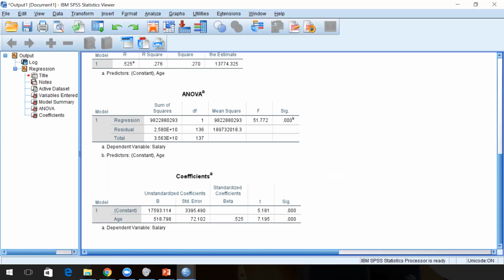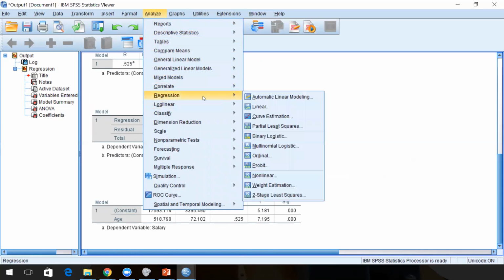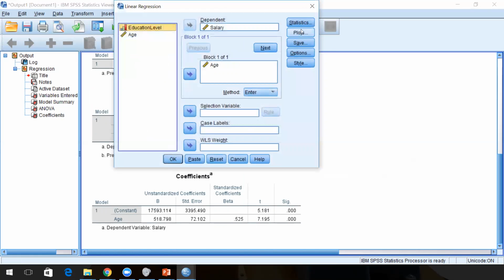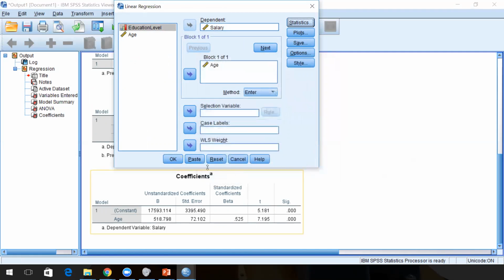The only thing we look at is, I didn't ask for confidence intervals. One thing I don't like about SPSS is when you run regression, if you want the confidence intervals for the coefficients, you have to go to statistics, confidence intervals. 95% is the default. You can change those, click OK.